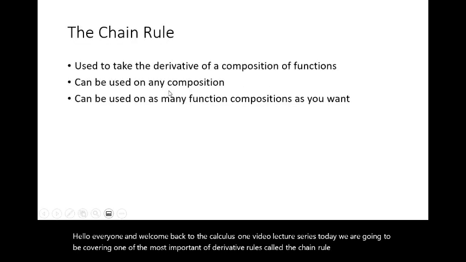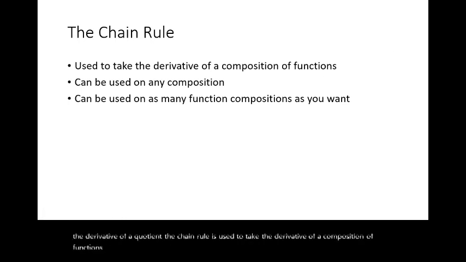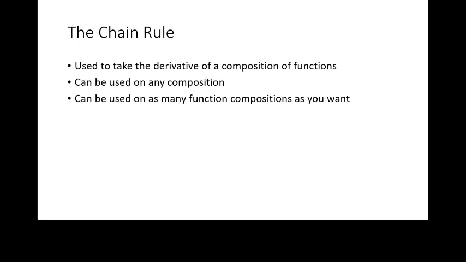So for the chain rule, you have learned how to take the derivatives of products and quotients so far. You use the product rule to take the derivative of a product. You use the quotient rule to take the derivative of a quotient. The chain rule is used to take the derivative of a composition of functions. The chain rule can be used on any function composition, and remember you can compose more than two functions, so the chain rule can be used on as many function compositions as you want.